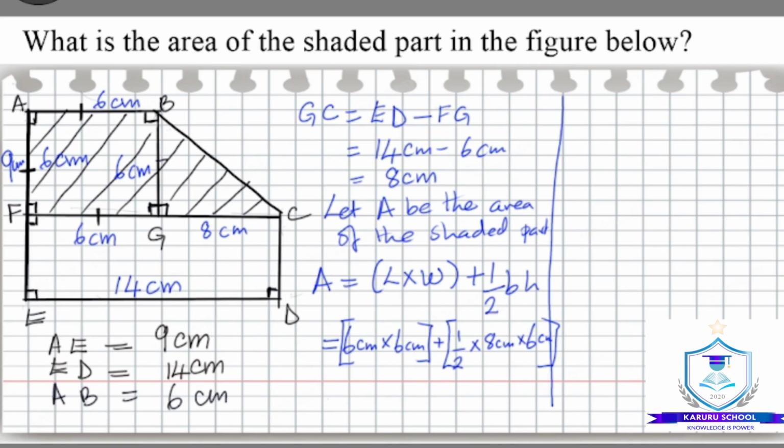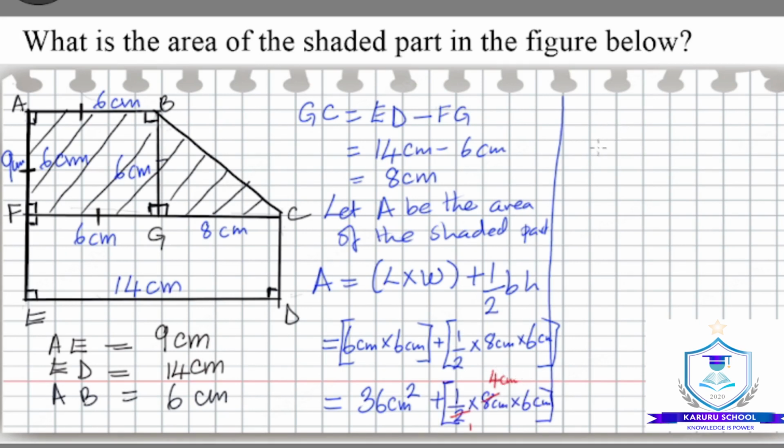Now, upon simplifying this expression, we have 6 centimeters multiplied by 6 centimeters gives us 36 centimeters squared, plus, simplifying the fractions, we have a half multiplied by 8 centimeters multiplied by 6 centimeters. So we need to simplify this expression. We cancel by 2, we get 1. Cancel by 2, we get 4 centimeters.